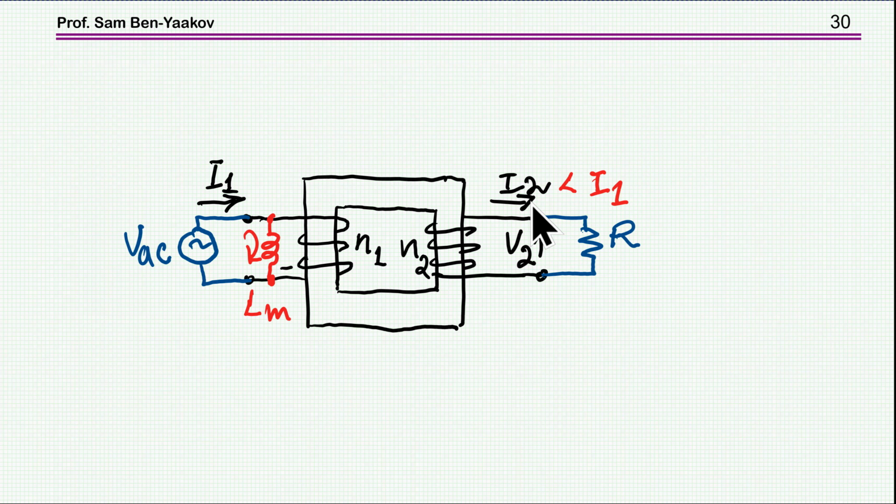This is explained by the fact that you need a current here to maintain the magnetization, and we usually show it as an LM, a magnetization inductance that needs some current. Therefore it is sort of stealing some of the input current, and the output current is somewhat lower than the input current. So this is the electrical end result of what we have seen in the magnetic circuit.